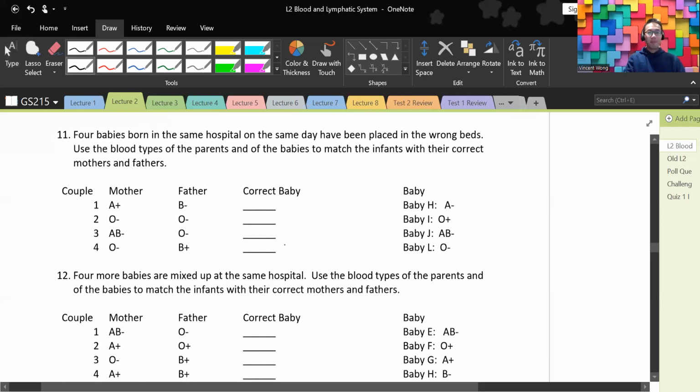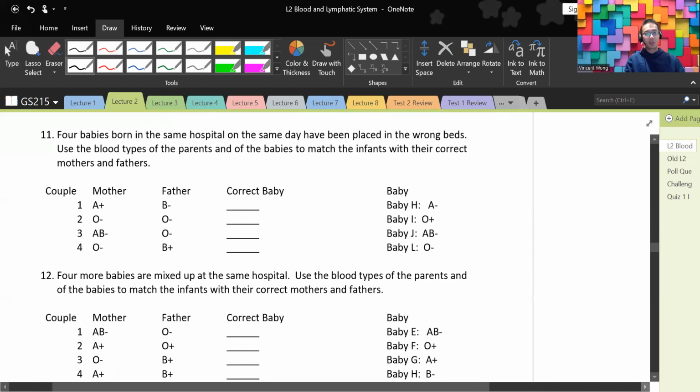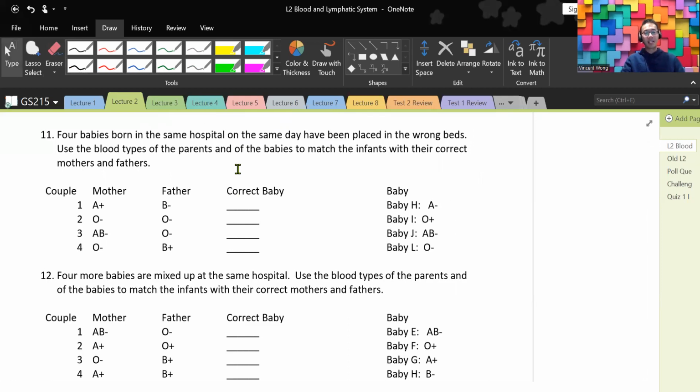Okay, we have some babies that are being mixed up here at the hospital. First of all, we do not use blood typing to figure out which baby belongs to which parent, right? That doesn't work. It only works in some cases. The most definitive way of figuring out which baby belongs to which parents, we do DNA fingerprinting, right? That is like 99.9% accurate. Okay, blood typing is just a theoretical exercise.